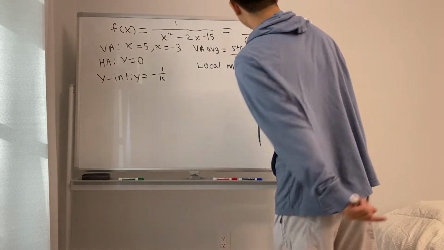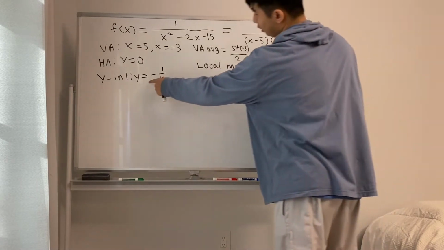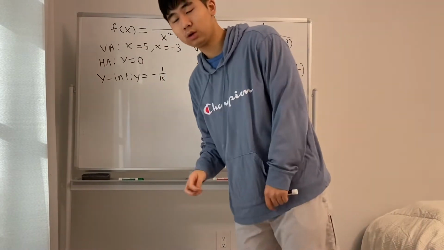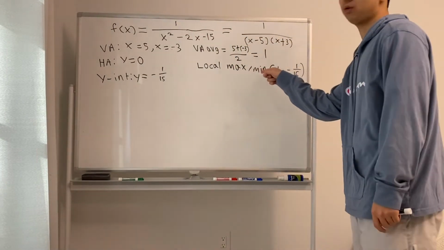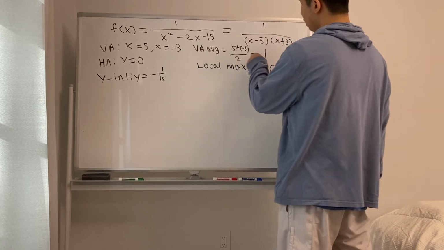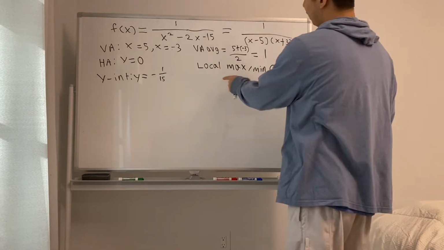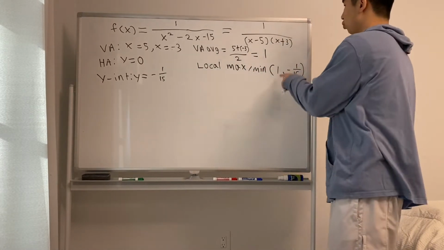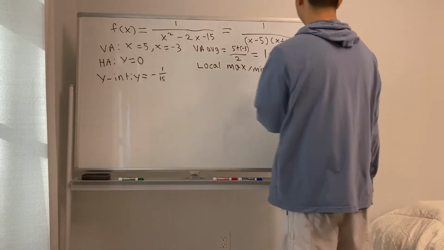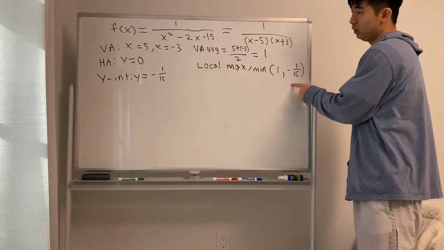For the y-intercept, I just plugged in 0 for x, and I got negative 1 over 15. And since we have two vertical asymptotes here, we're going to have a local max or min point. So what I did was I just found the average of the vertical asymptotes to find the x value of the local max or min, so we get 1. And then I plugged 1 into this equation to figure out the y value of the local max or min. So then you get negative 1 over 16.